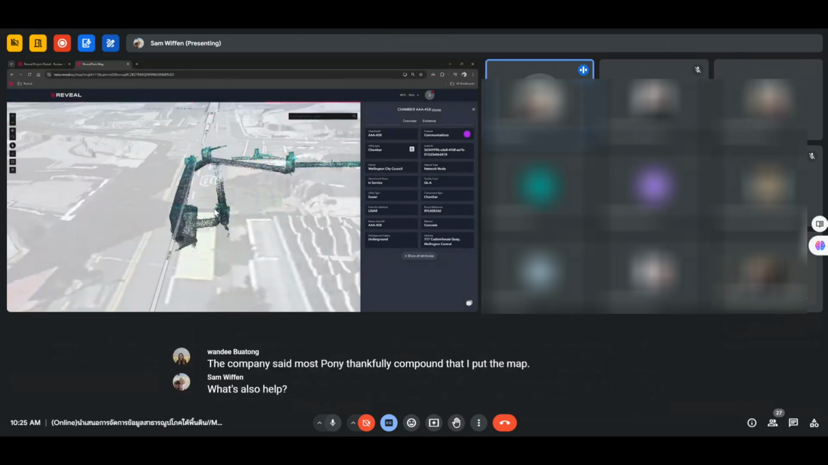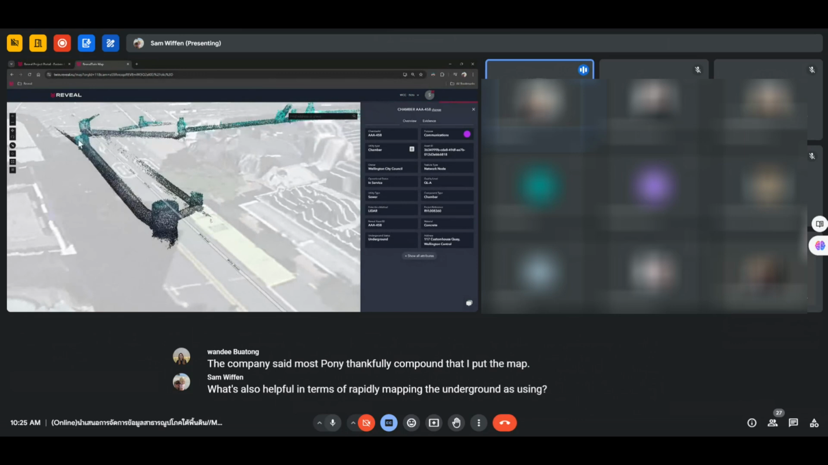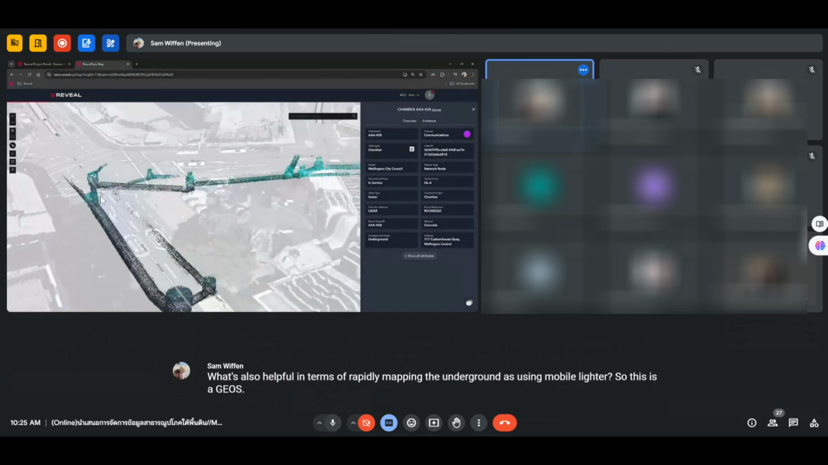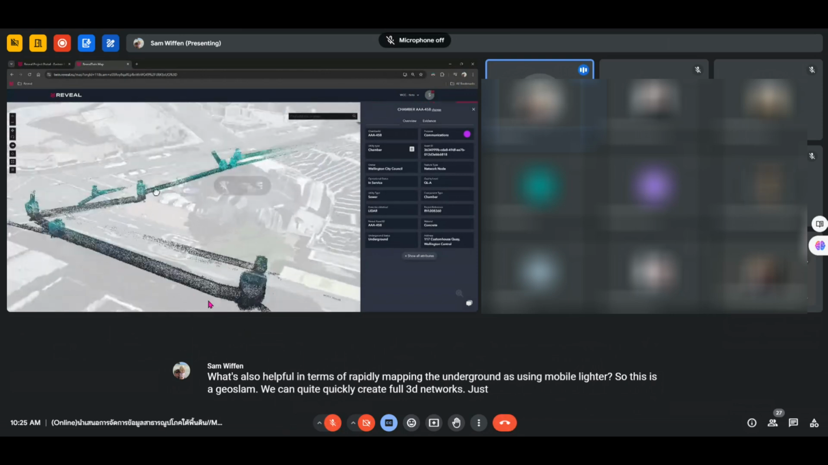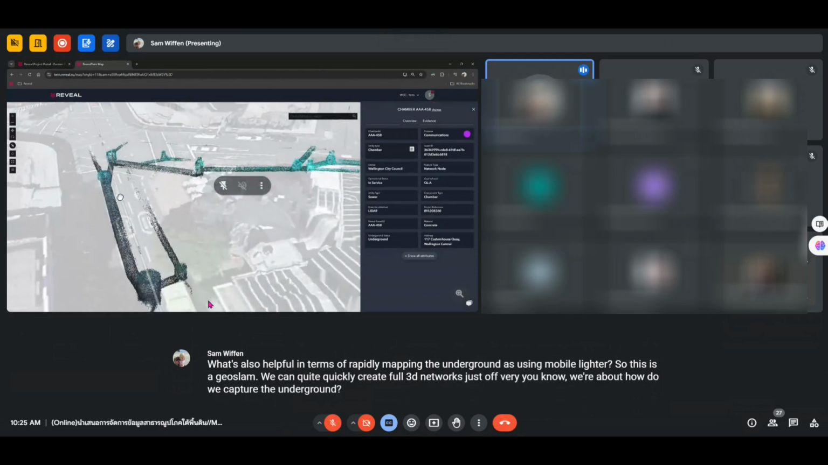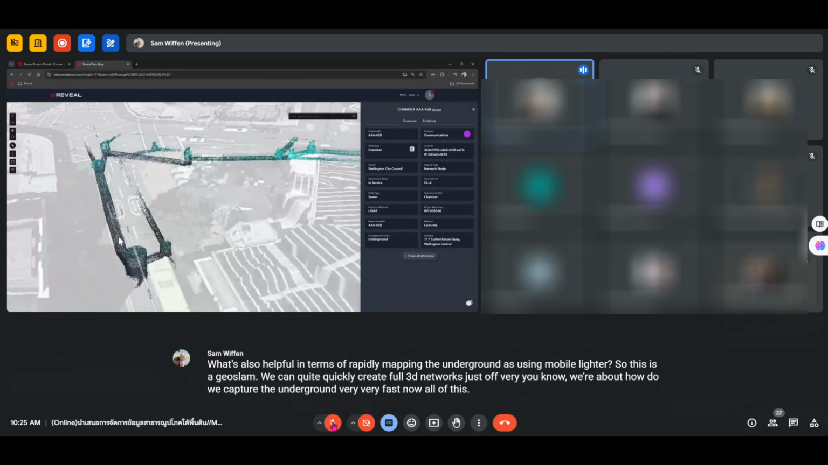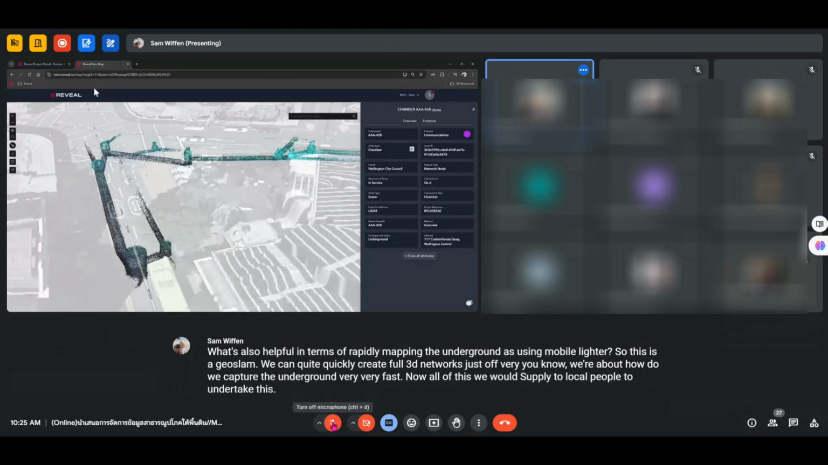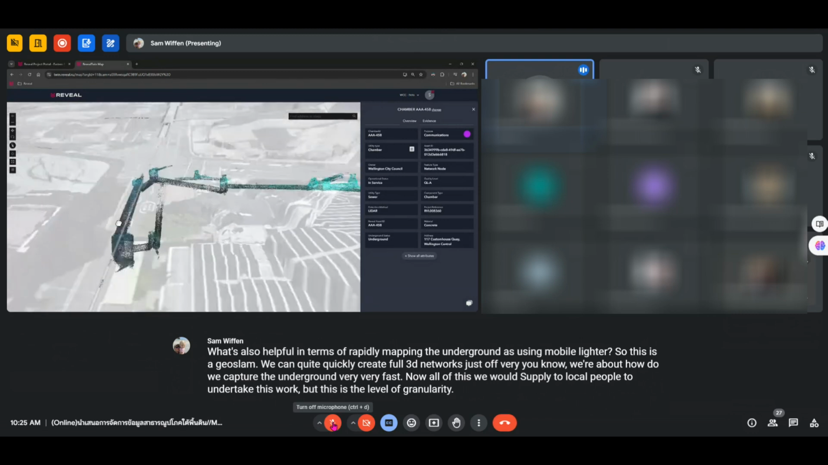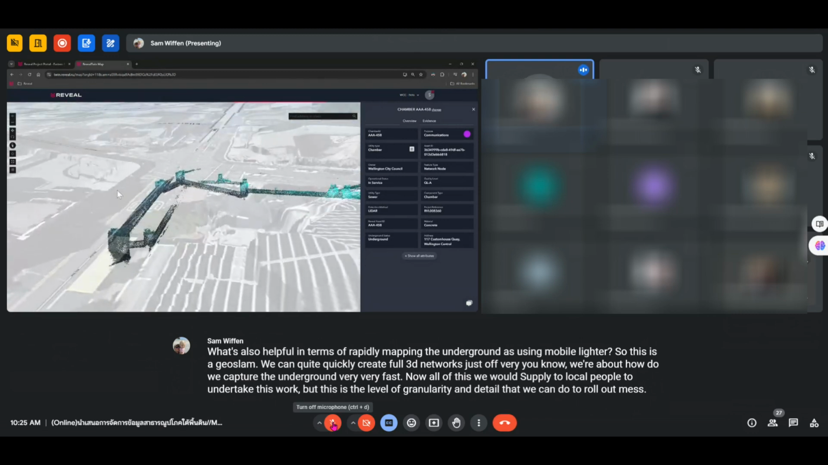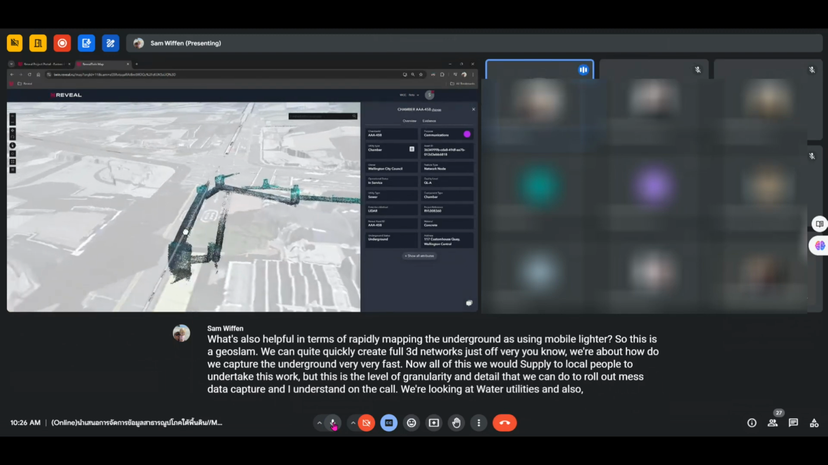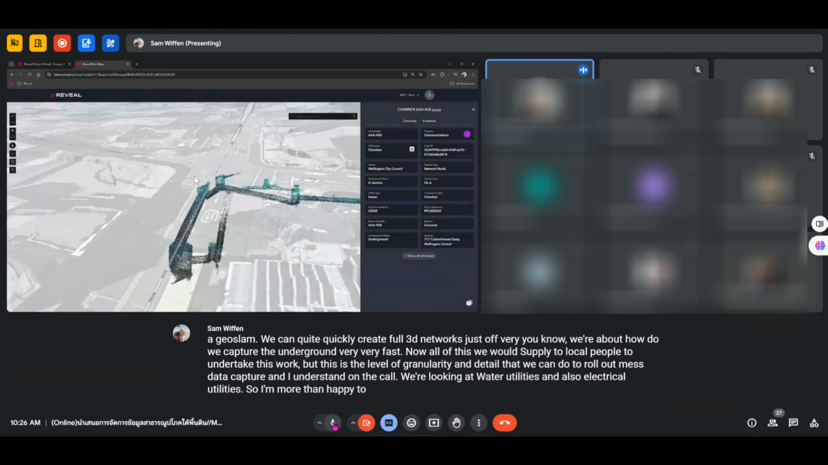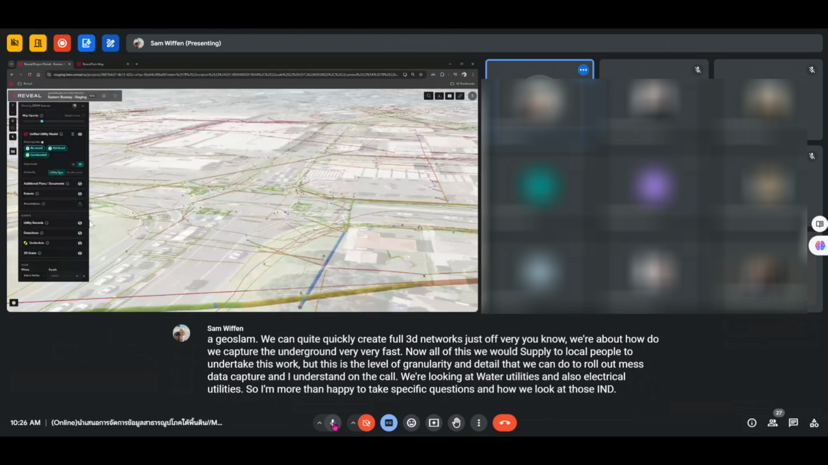What's also helpful in terms of rapidly mapping the underground is using mobile LiDAR. So this is a GeoSLAM. And we can quite quickly create full 3D networks, capturing the underground very, very fast. Now, all of this we would supply to local people to undertake this work, but this is the level of granularity and detail that we can do to roll out mass data capture. I understand on the call we're looking at water utilities and also electrical utilities, so I'm more than happy to take specific questions on how we look at those individual utilities as well.